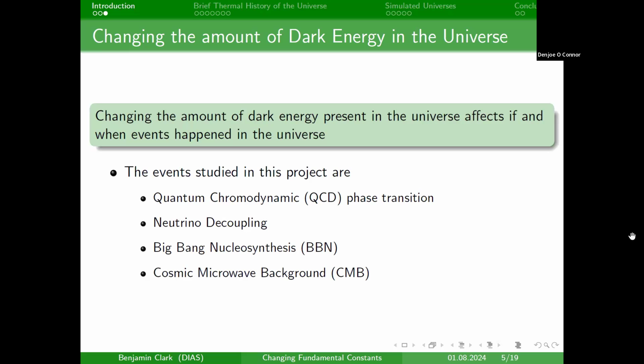You might have noticed on the previous slide, I'd also marked in the electroweak phase transition, but we didn't really look at that. The electroweak phase transition is when the Higgs boson got an expectation value, which is when the particles got their masses. But that's a phase transition similarly to the QCD phase transition, and isn't really affected. So when that happens, what temperature it happens at, isn't really affected by changing the amount of dark energy in the universe. So we didn't look at that too much, that's why I've left it out.